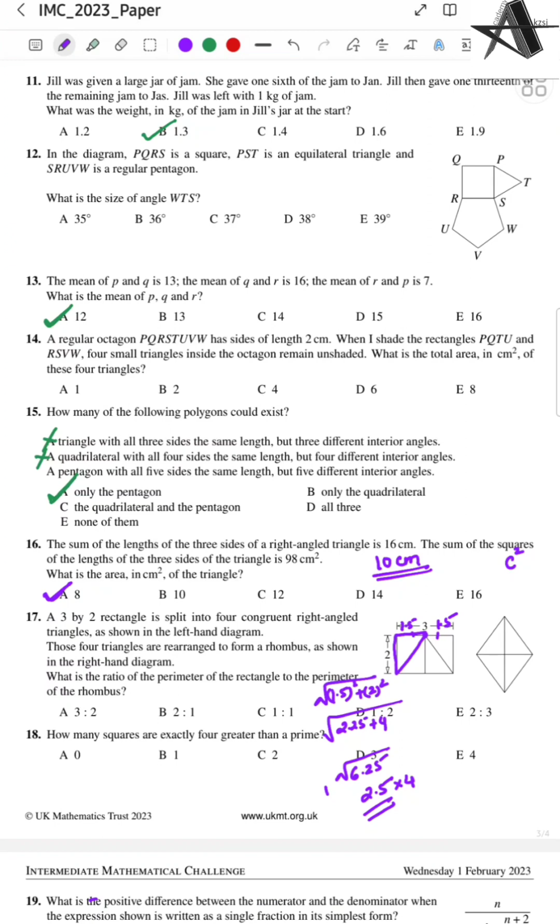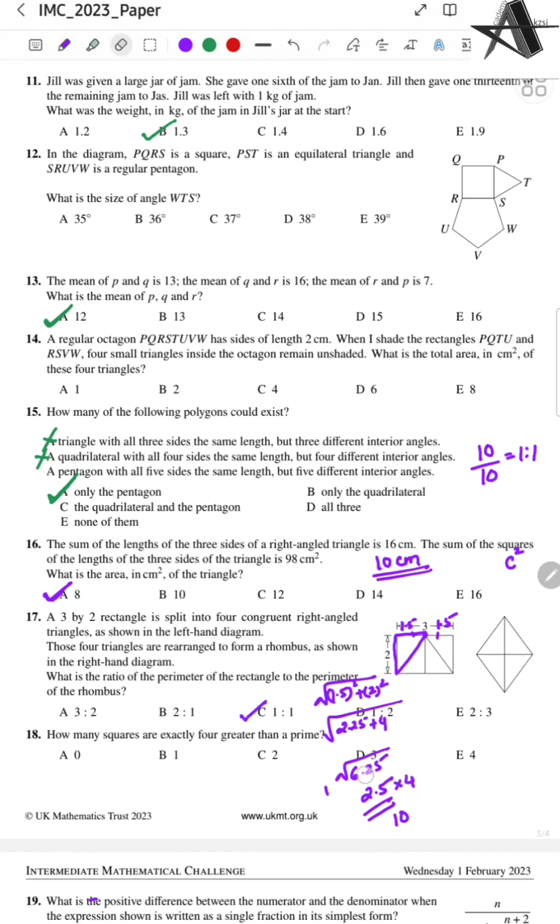And a rhombus is a figure in which all the sides are equal. So the perimeter is the sum of all the sides. If all sides are equal, just simply multiply 2.5 with 4. You will get 10 as the answer. So what is the ratio? Perimeter of the rectangle is 10. Perimeter of the rhombus is 10. Ratio is 1:1. Answer is C.